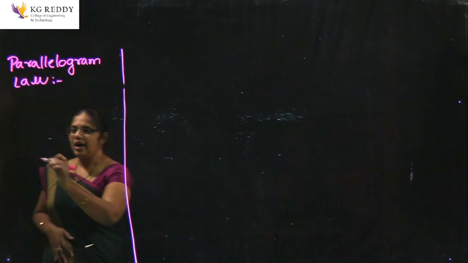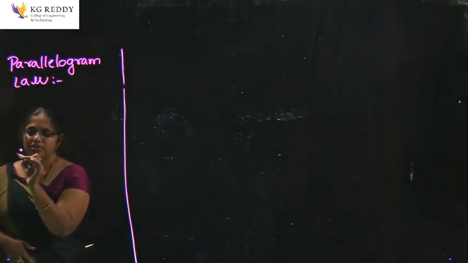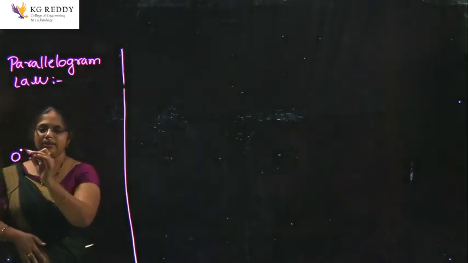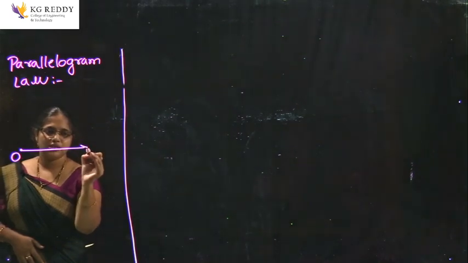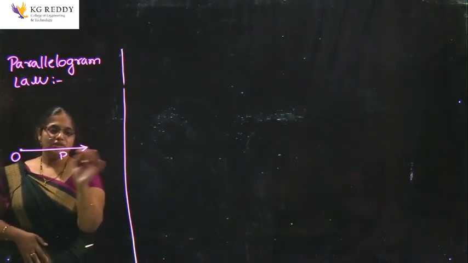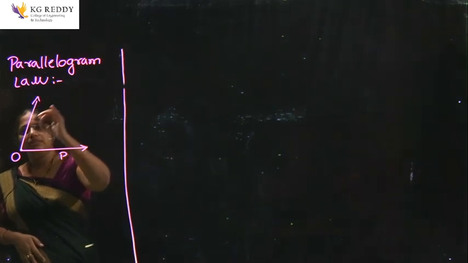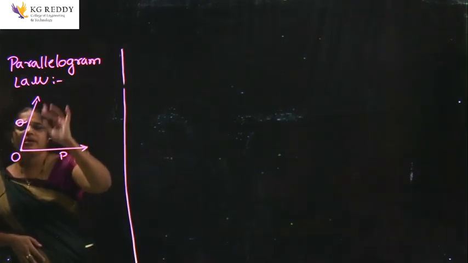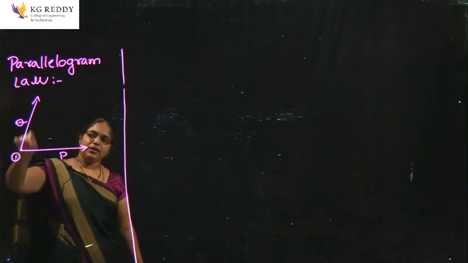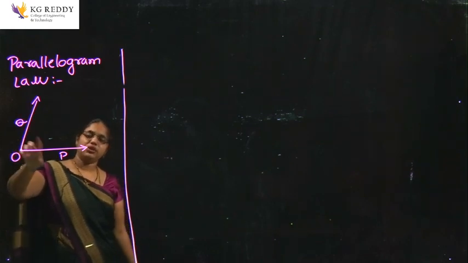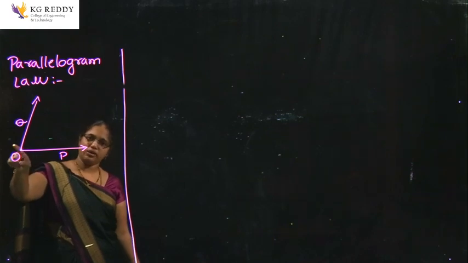Here I am taking the point O, let us take a body. From the point O, one force having the magnitude P is going in the x direction, and one more force I am introducing, Q, having the magnitude Q, in the inclined y direction. These two forces are acting from the same point, so this is a concurrent force.